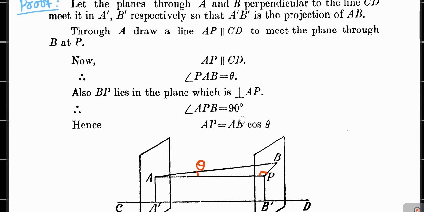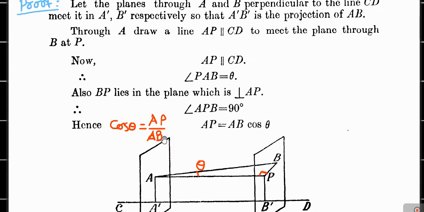Now we can use the cosine of theta. From this right angle triangle we have cos theta equal to AP upon AB. By the formula of cosine ratio, in the right angle triangle APB, cos theta is equal to AP, the base, upon AB, the hypotenuse. This is the formula for cos theta.